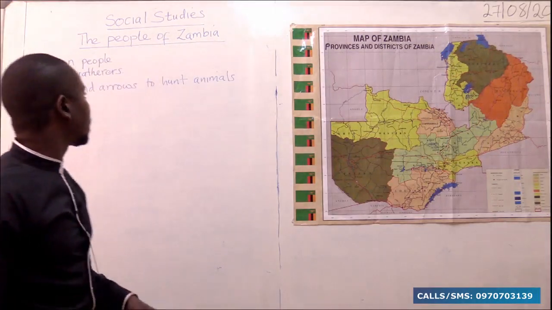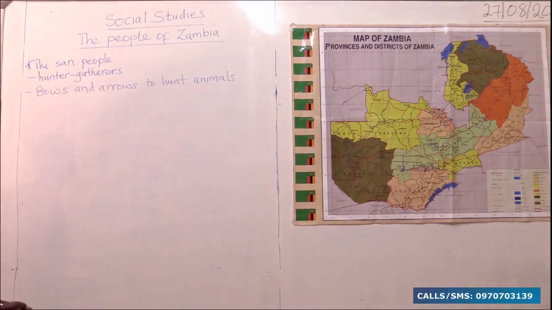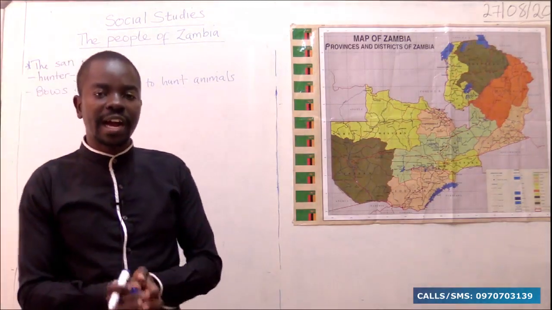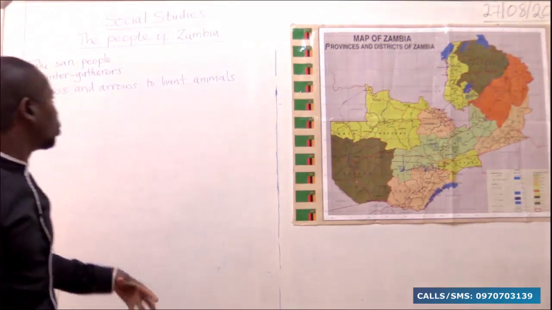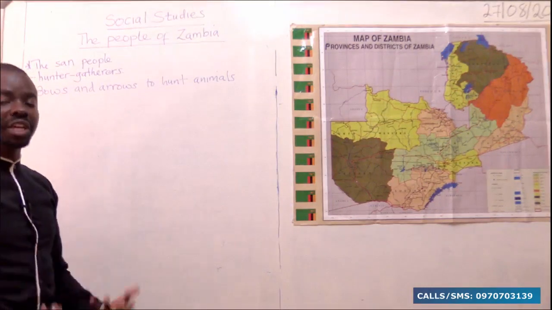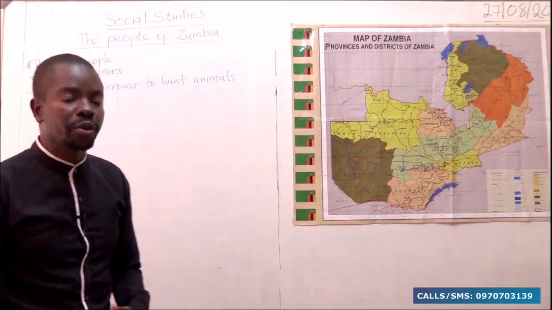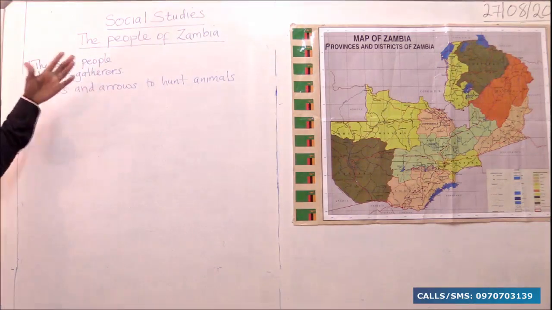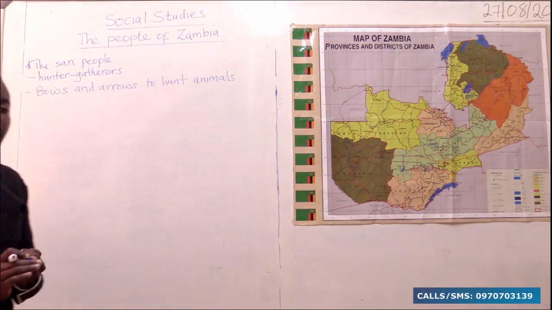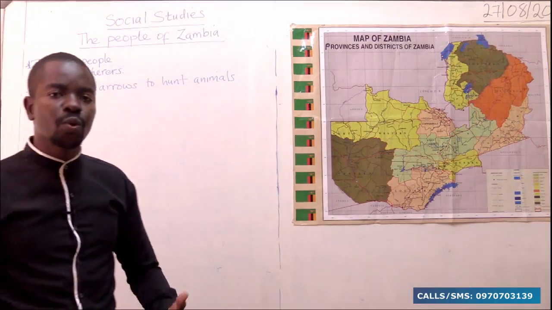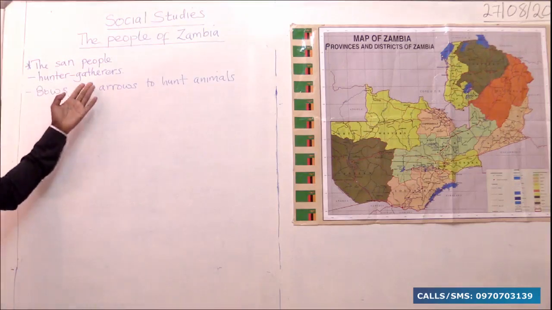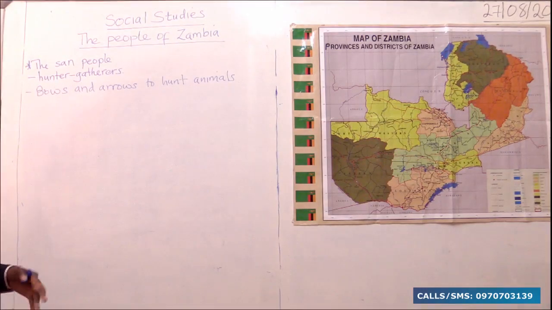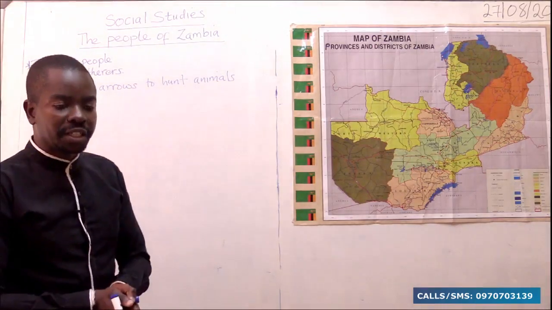They used bows, and these people, boys and girls, were also gatherers. What does it mean when we say they were gatherers? It means that they used to gather wild fruits, wild food and vegetables for food. They would gather wild fruits such as berries, masuku, and others in order for them to eat.